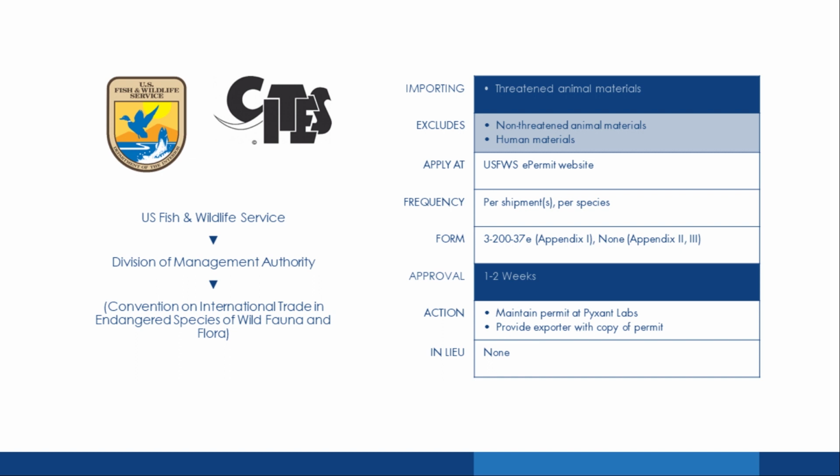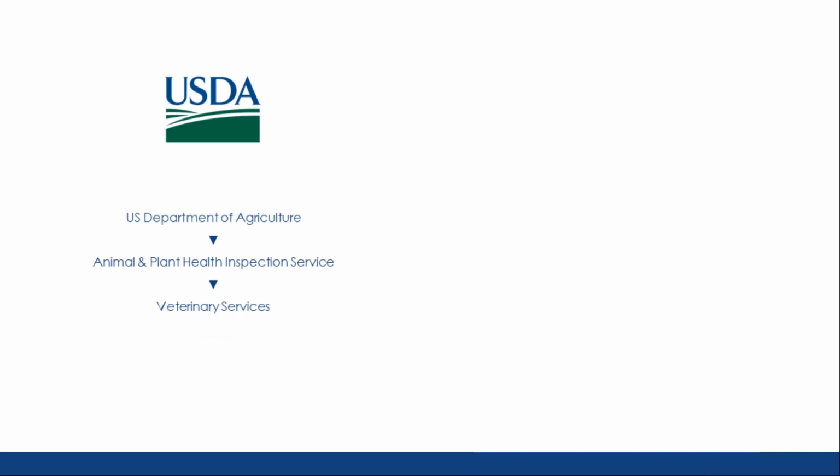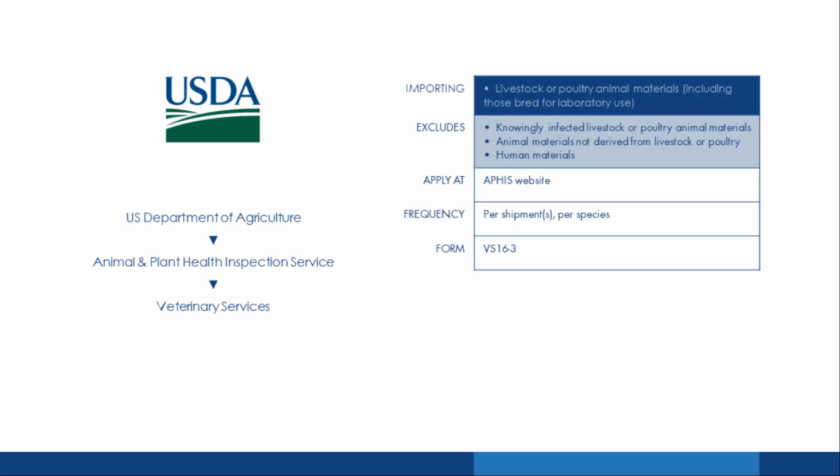So the next agency we're going to talk about is the U.S. Department of Agriculture. And within the USDA, we're going to focus on the Animal and Plant Health Inspection Service and their veterinary services. Because we're dealing with biological samples, the veterinary services are the team that oversees these types of materials. So the USDA is concerned with livestock or poultry animal materials, including those bred for laboratory use.